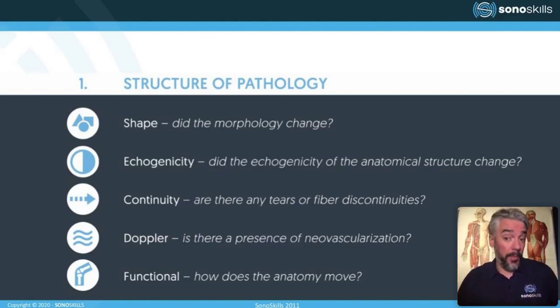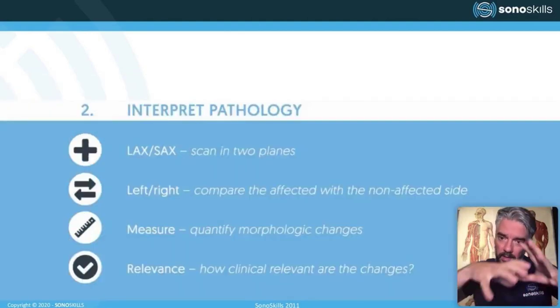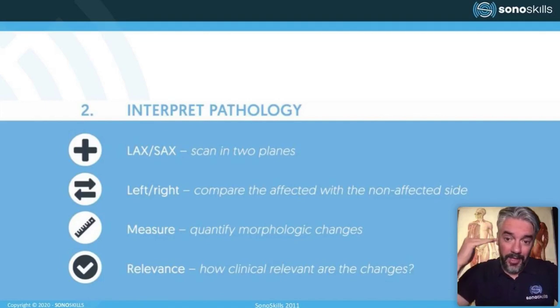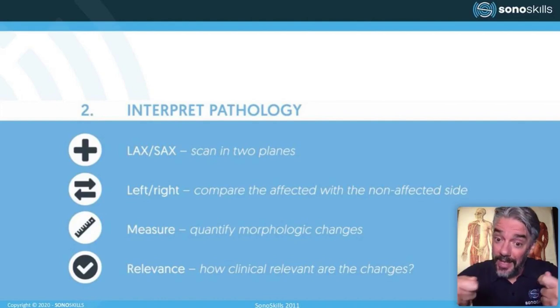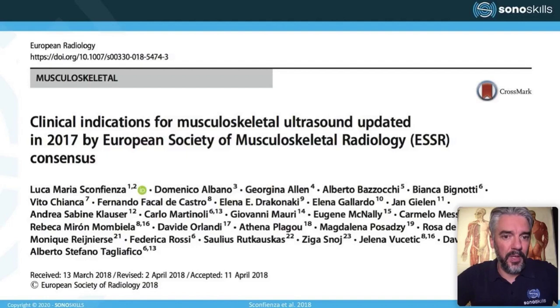We do our Doppler measurements, and if possible, look at a functional perspective. And if we did this, then we need to interpret the pathology and double-check it. So make sure you scan two planes and maybe do a left-right comparison. Measure, and of course, consider how clinically relevant the changes are. You might have to do some additional testing to assess the clinical relevance.